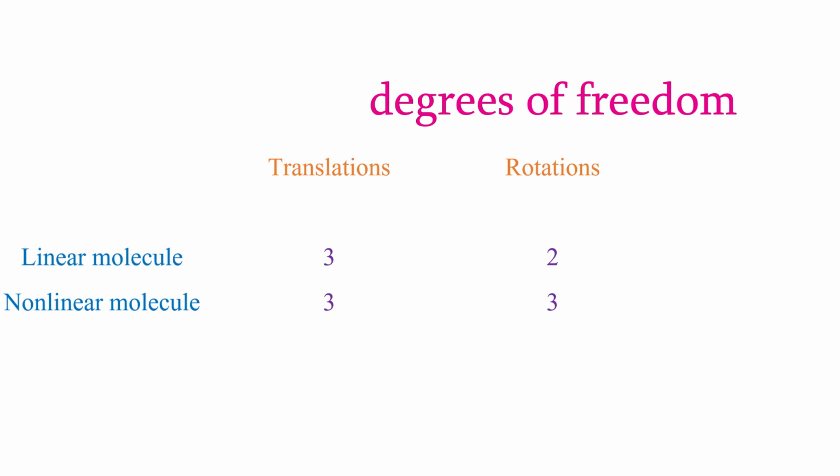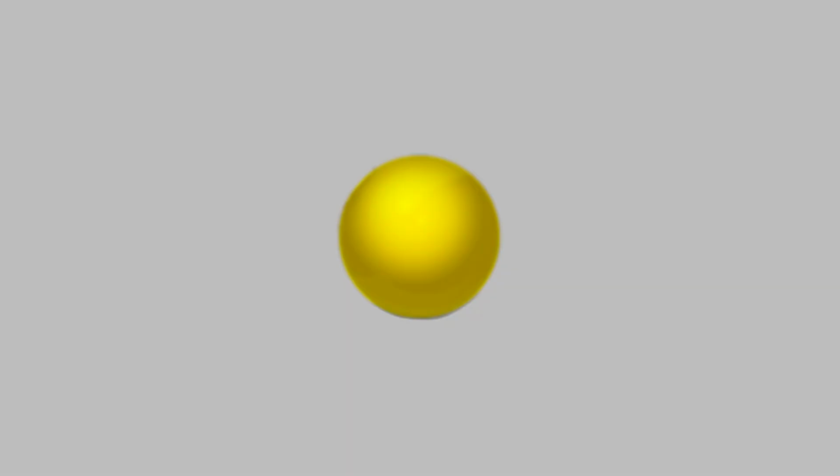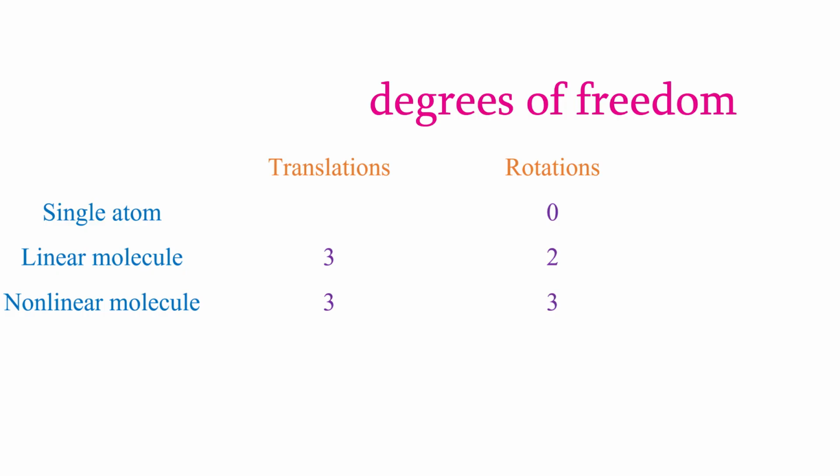Now imagine what happens if we just have one atom, like a helium atom. Single atoms are nearly spherical, so for a helium atom, rotating around the x, y, or z axis has no effect on the atom. That means there are no rotational degrees of freedom for a single atom. However, there are still 3 translational degrees of freedom, because the atom can noticeably move in any of the 3 dimensions. What about vibrational degrees of freedom? Well, there are no vibrational degrees of freedom for a single atom because there aren't any bonds that could vibrate.